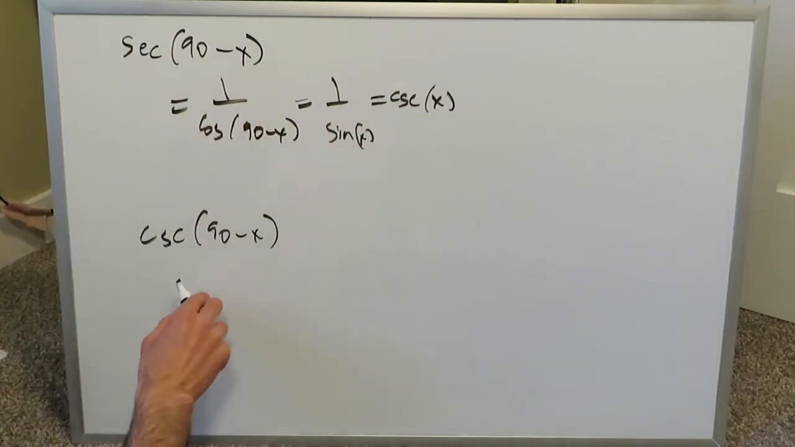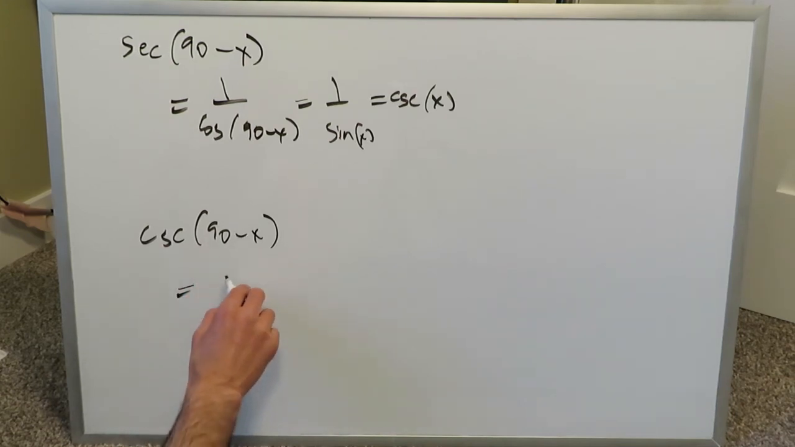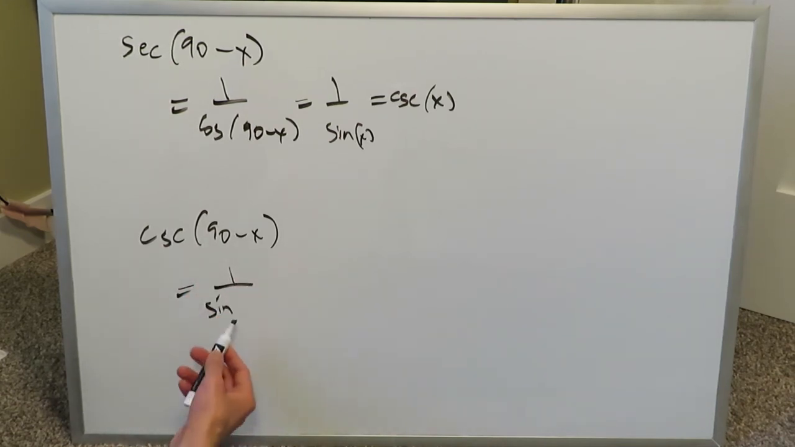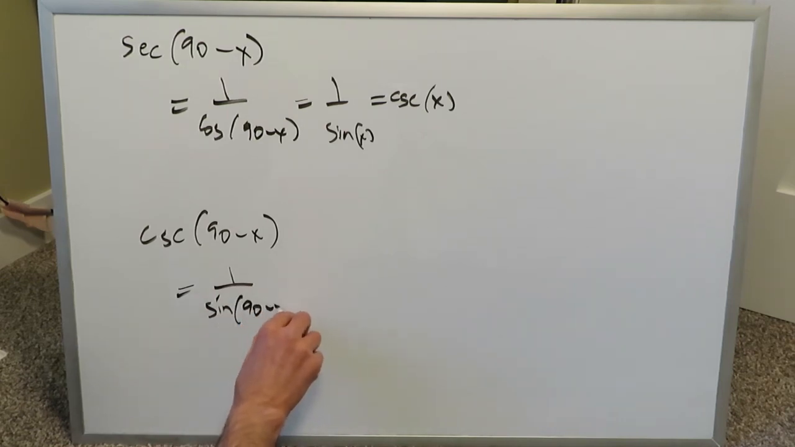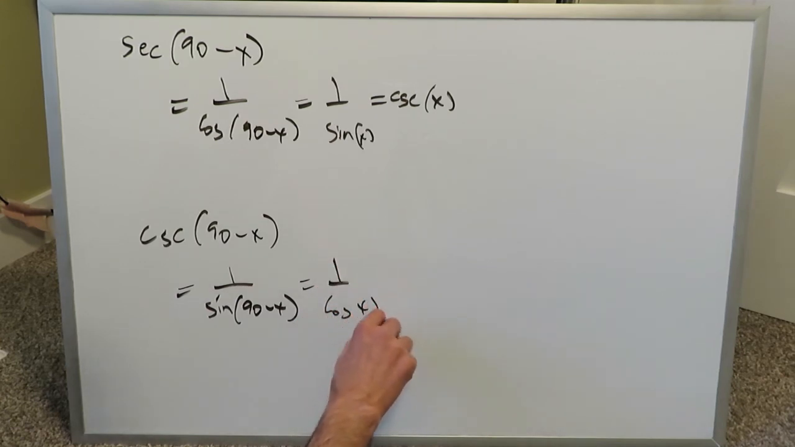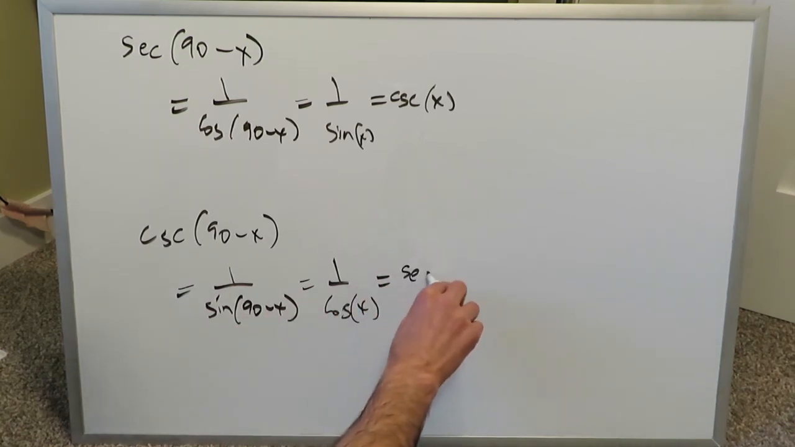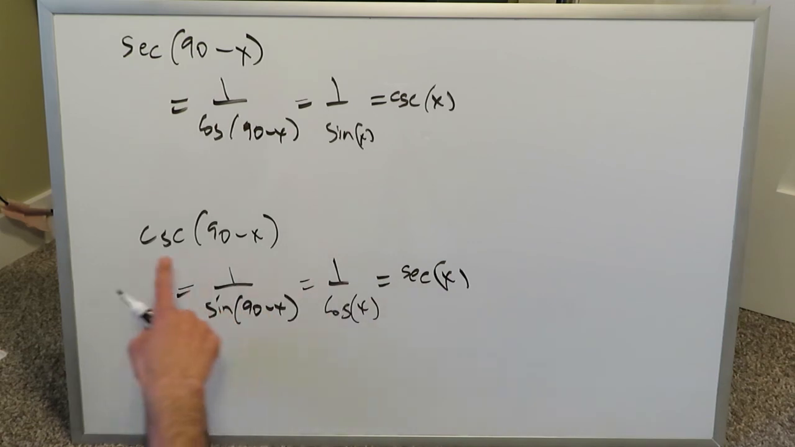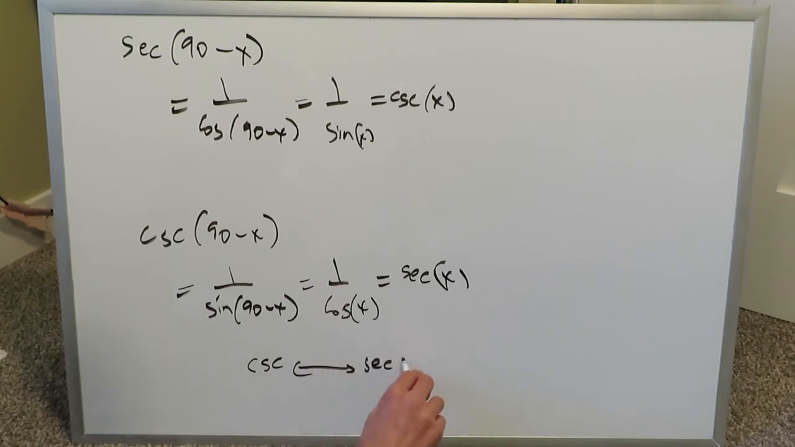Now look over here on the bottom, cosecant of 90 minus x. Break it down into its easier function. The reciprocal of cosecant is sine. But we know that the sine of an angle is equal to the cosine of its complement, so we can replace sine of 90 minus x with cosine x, and you know the reciprocal of cosine x is secant x. So the secant of an angle is equal to the cosecant of its complement, and now you see over here that cosecant is related to secant by means of complementary angles.